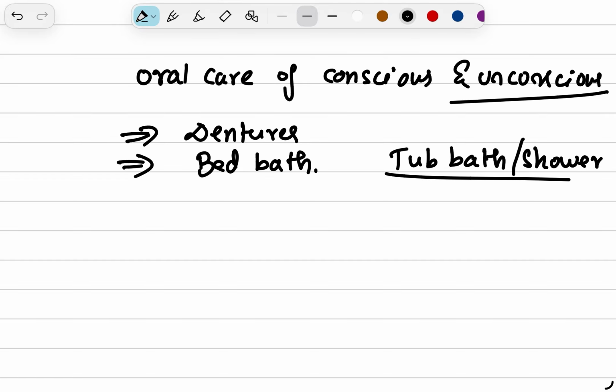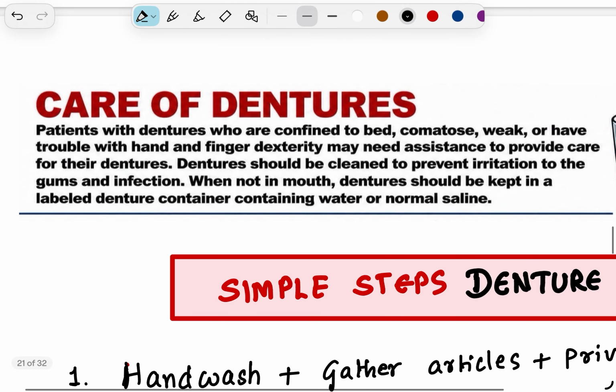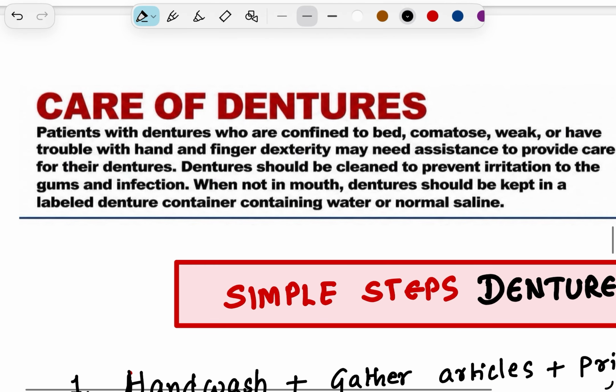In the bed bath, only the purposes and some key points. Later on we will discuss the procedure. Are you understanding? So in this class these are the main things. Firstly we will see what is the care of dentures.